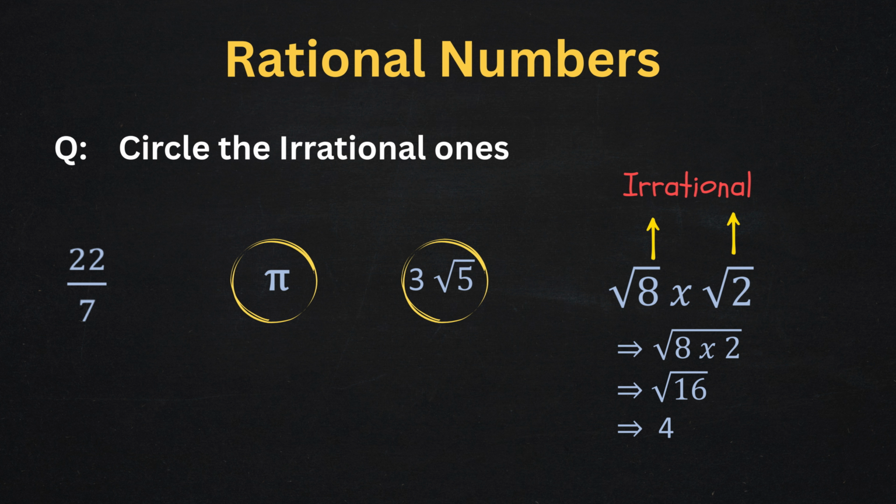So now coming back to the actual question. Is 4 a rational number? Yes. Every integer is a rational number because it can be written as 4 by 1. Therefore, under root 8 into under root 2 is a rational number.